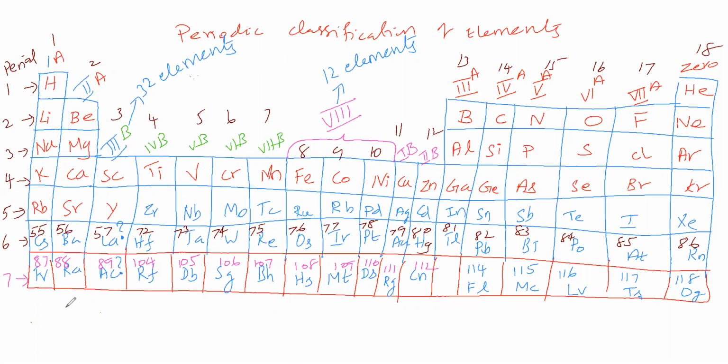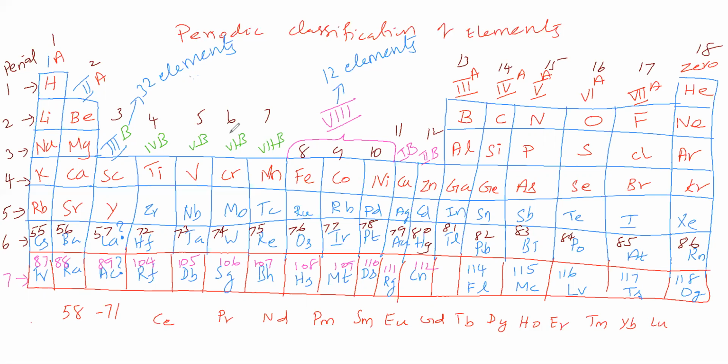Here after 57, that is 58, before 72, that is 71, those elements are placed down. What are those elements? Cerium, praseodymium, neodymium, then promethium PM, samarium SM, europium EU, gadolinium GD, then terbium TB, dysprosium DY, holmium HO, erbium ER, thulium TM, ytterbium YB, lutetium LU.